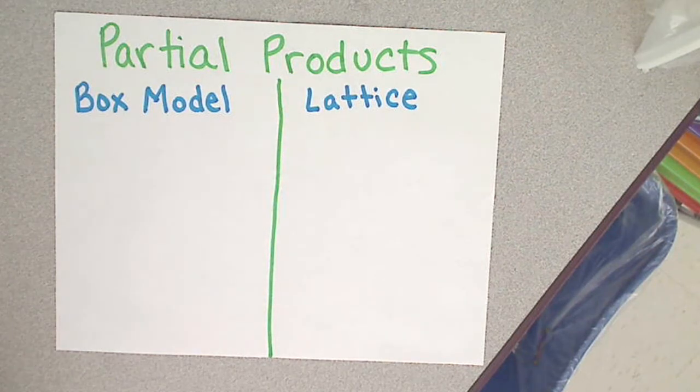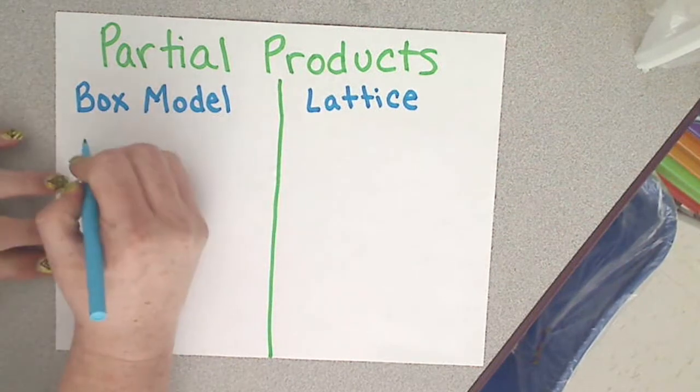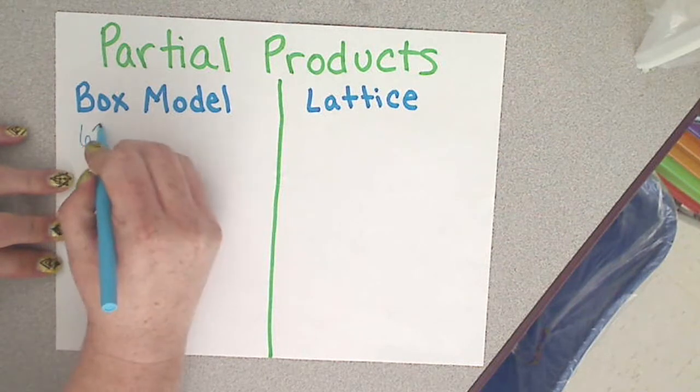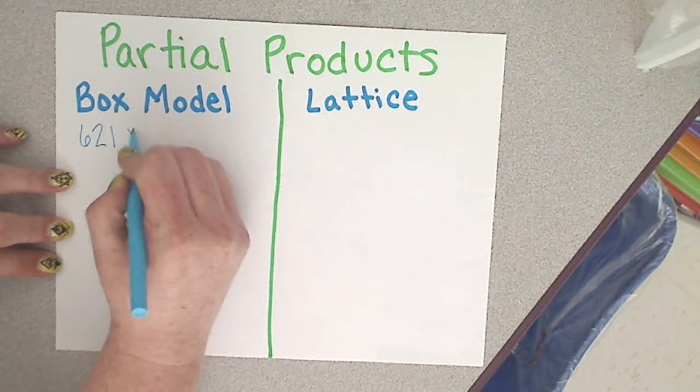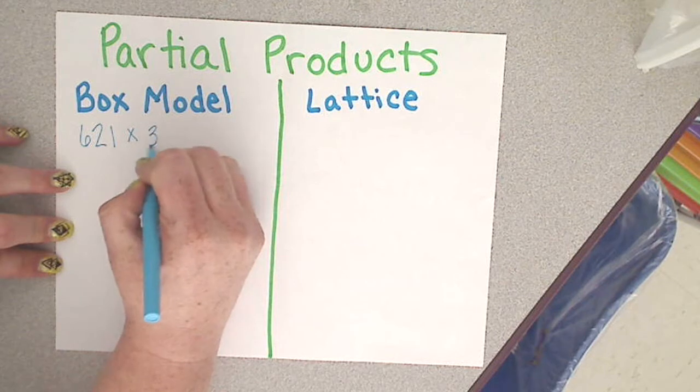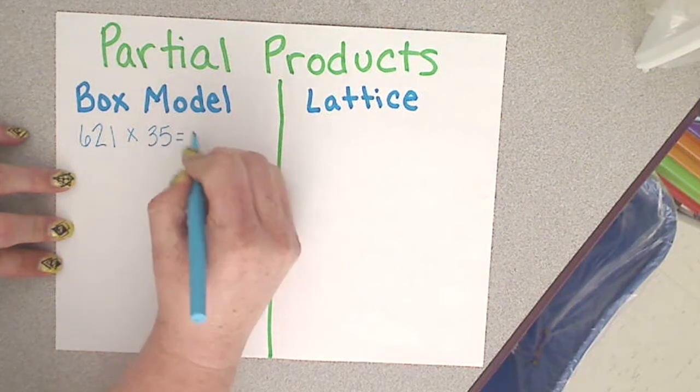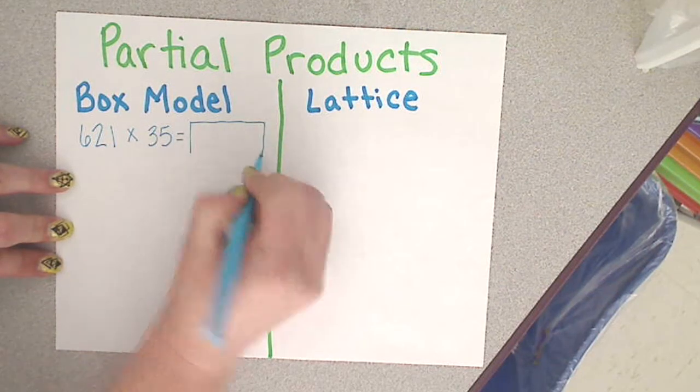So the first one we're going to start with is our box model. We're going to work with one problem every single time so that you can see the connections between the 4 different strategies that we use. The problem we're going to be working with today is 621 times 35. And I'm going to leave my answer box blank.